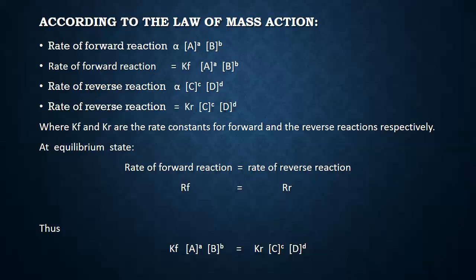By removing these proportionality signs, we introduce a constant here. Rate of forward reaction is equal to Kf times the reactants A and B, and here the rate of reverse reaction is equal to Kr. Kr is the proportionality constant for the reverse reaction and is multiplied by the products C and D, where Kf and Kr are the rate constants for the forward and the reverse reactions respectively. At equilibrium state, the rate of forward reaction is equal to the rate of reverse reaction.